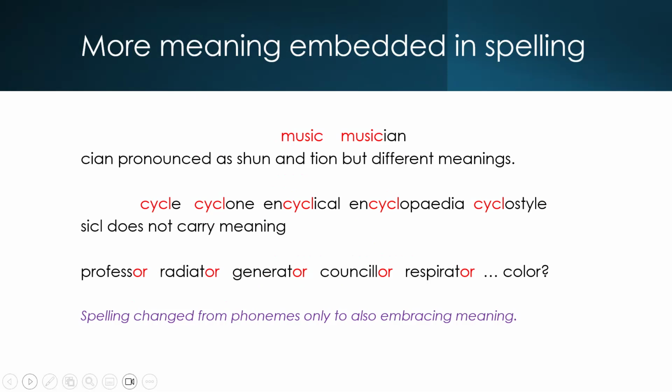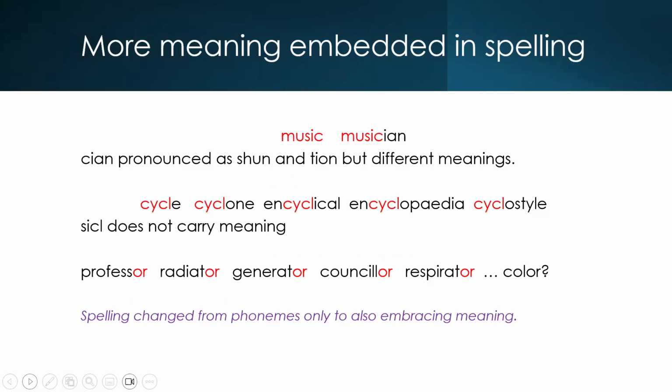CYCL, meaning revolving or round, is in encyclone. It's even in encyclopedia, meaning all-round knowledge. And cyclostyle, a word those of us who taught decades ago used every day. SICL makes the same sounds, but it is devoid of meaning.